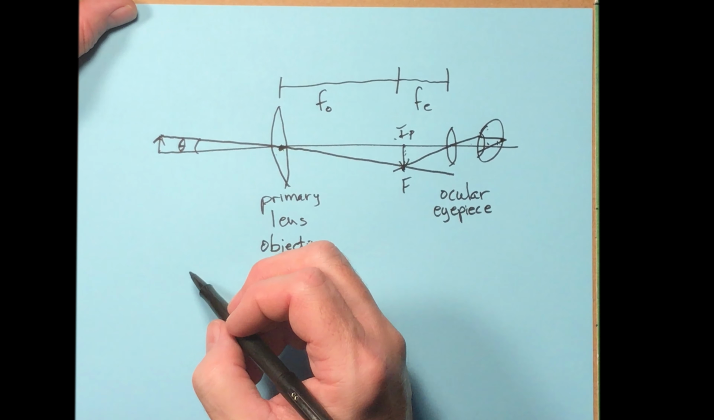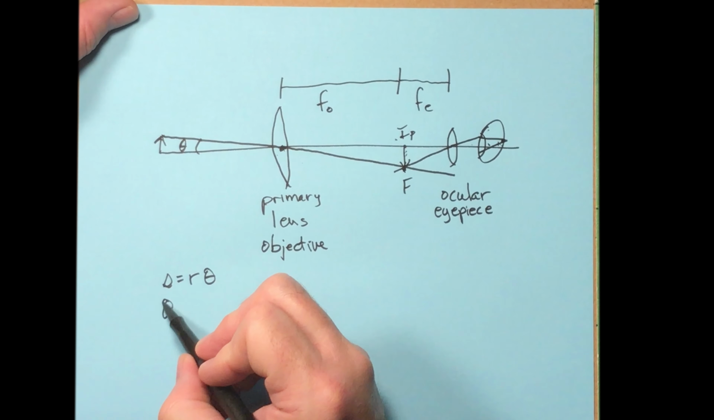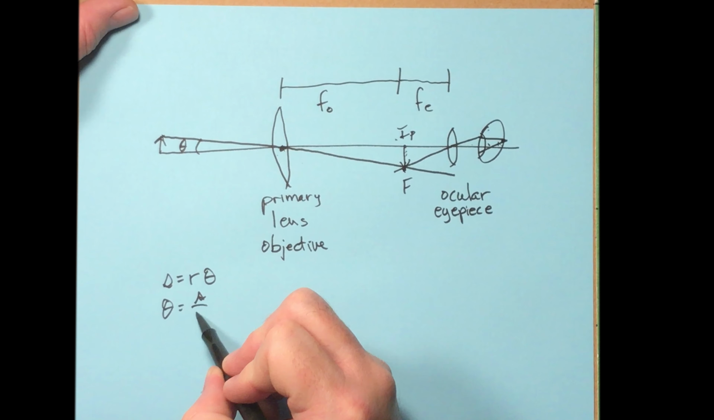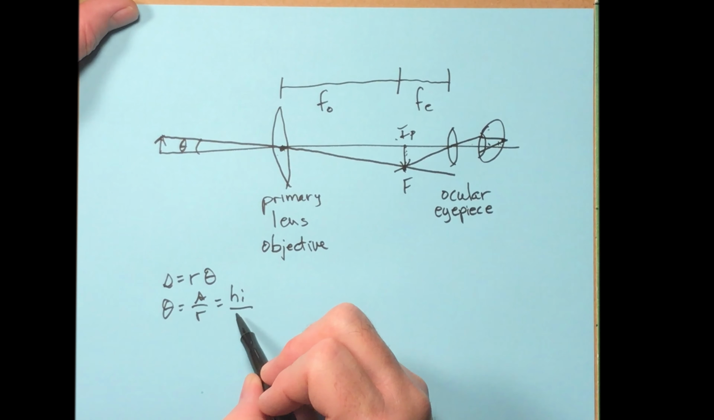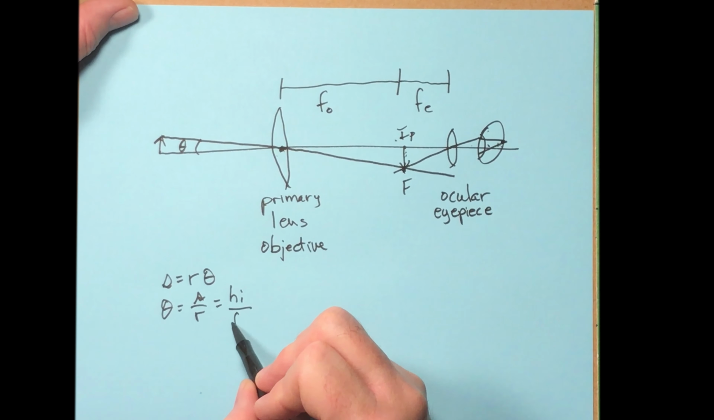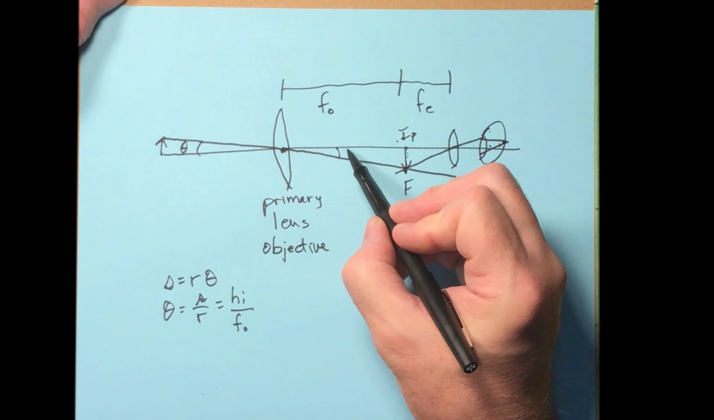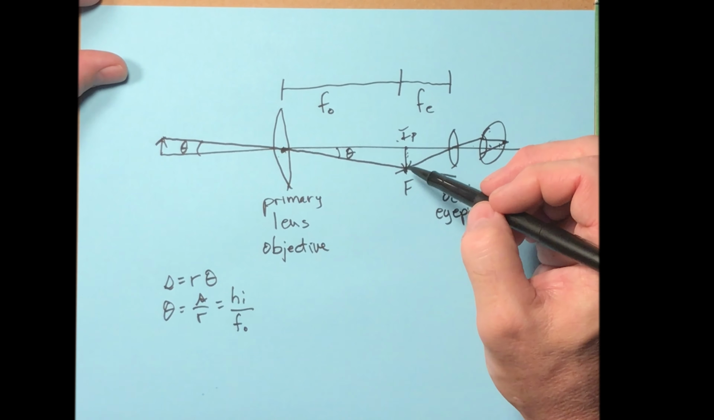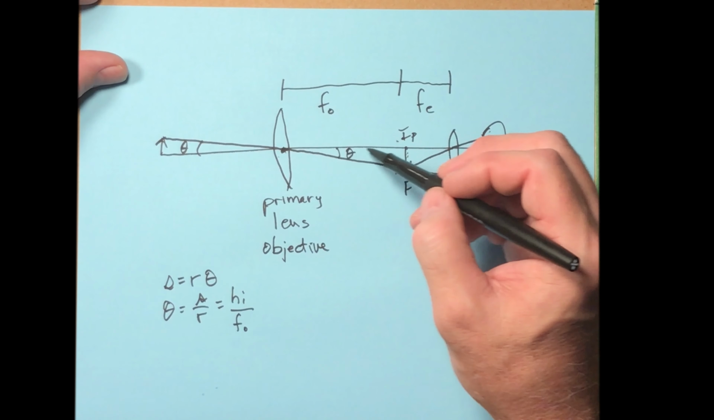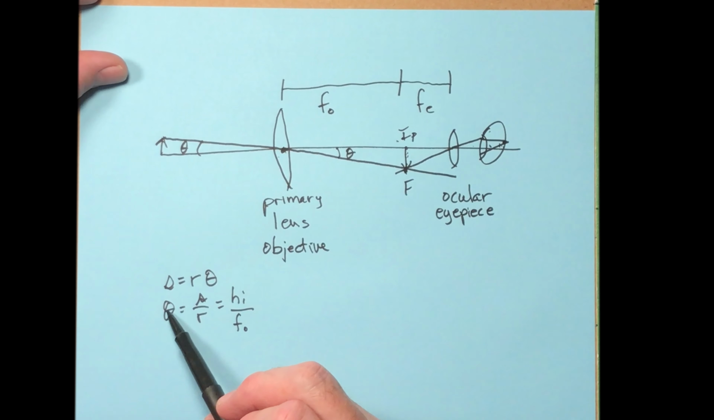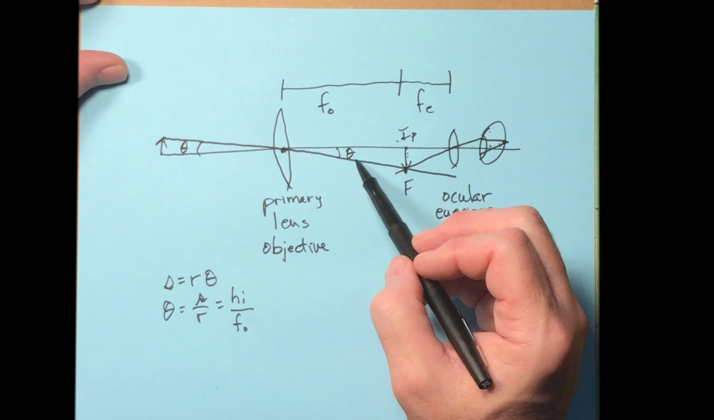Okay, since S equals R theta, and theta is S over R, then this is the height of the image divided by R, which is going to be the focal length of the objective. So this theta here is the same as this theta here. And what is that? Well, here's the height of the image right here over the focal length of the objective. So that's this theta. Theta is equal to S, the arc length, over the distance here.